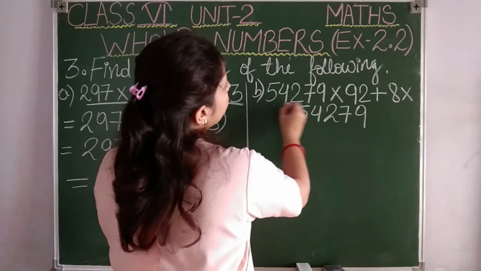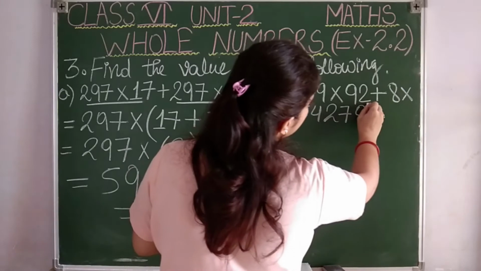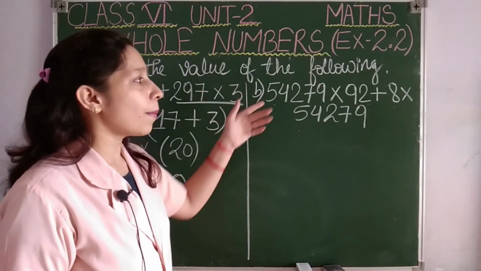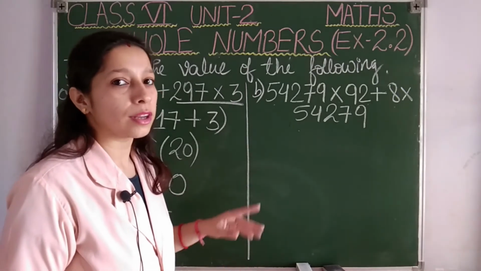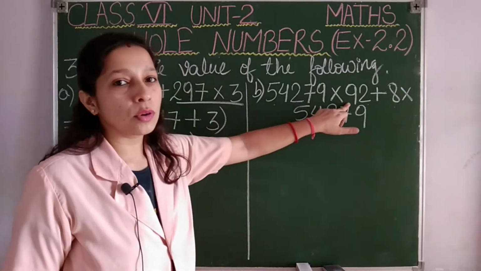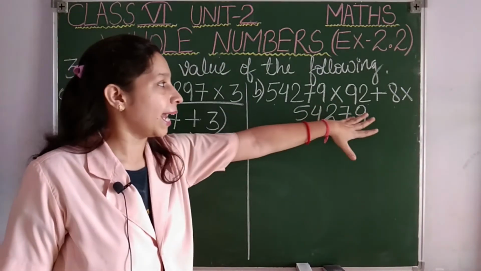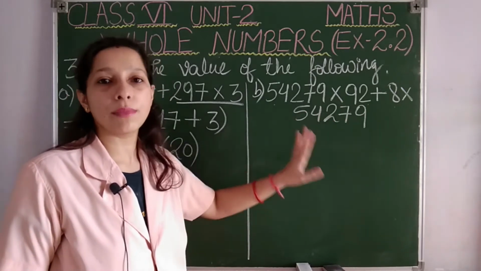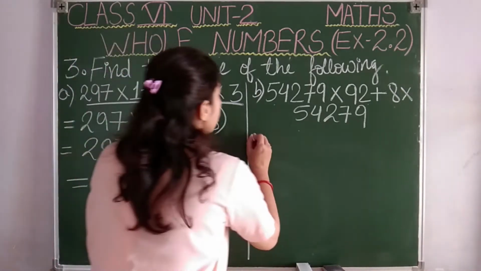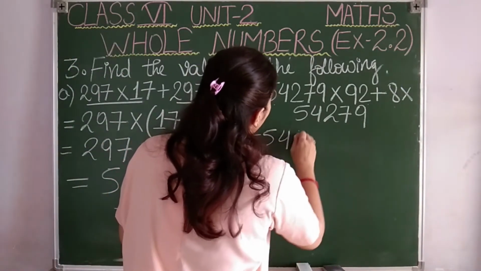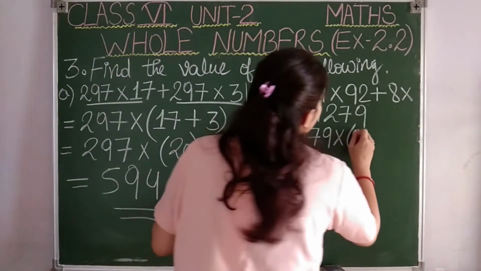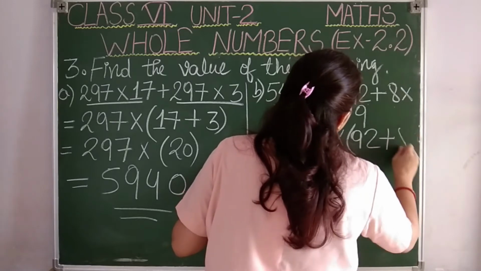Here, 54,279 multiplied by 92 plus 8 multiplied by 54,279. Same pattern question, students. What are you going to do here? You will use the distributivity property. Which number are you going to take as common? 92, is it written 2 times? 8, is it written 2 times? Is it multiplying the numbers 2 times? No. Which number is multiplying? This 54,279. So I will take this as common, 54,279. Then write the rest of the numbers inside the bracket, 92 plus 8.